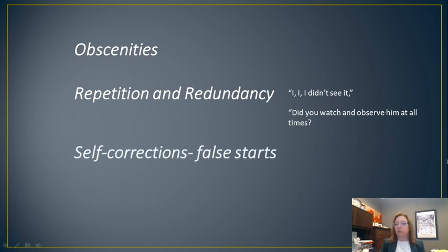When somebody says, did you watch and observe, you don't just say, did you see them do that? Did you watch and observe? Because they're two different things. Did you see, or did you watch and observe, is a different intensity or a different activity, and there is a reason why they're asking that.